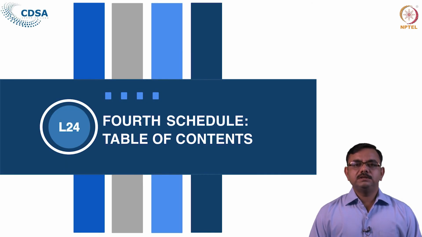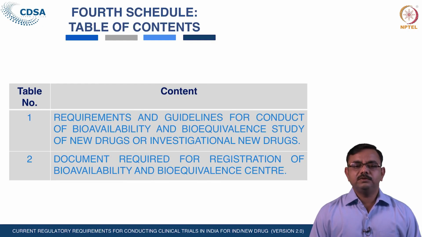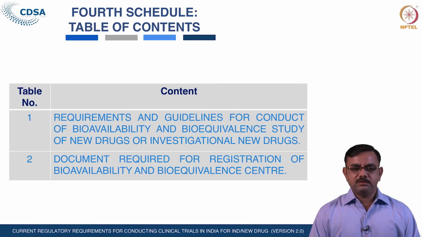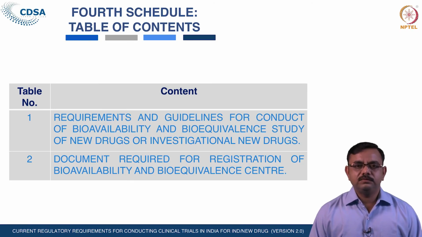The Fourth Schedule is the requirement and guideline for the conduct of BA/BE studies of a new drug or investigational new drug. Here there are again three tables. The first is for the registration of the BA/BE study center, the second is the data and information for grant of permission to conduct a BA/BE study, and the third is the data and information required for grant of permission to conduct a BA/BE study of a new drug already approved in the country, which we call a subsequent new drug.